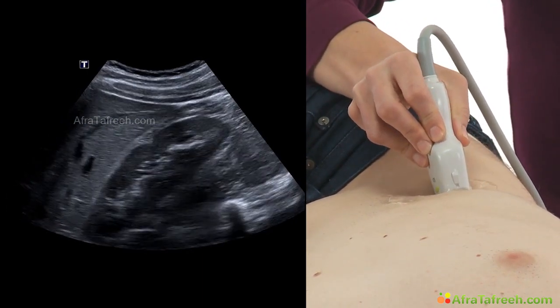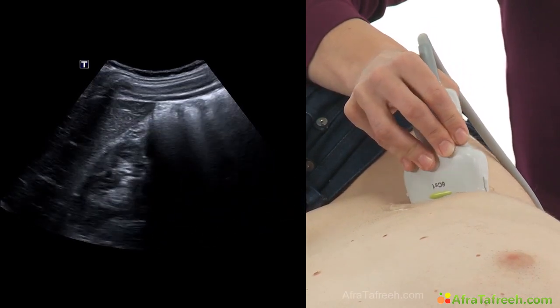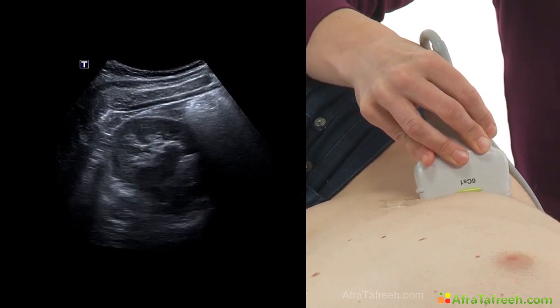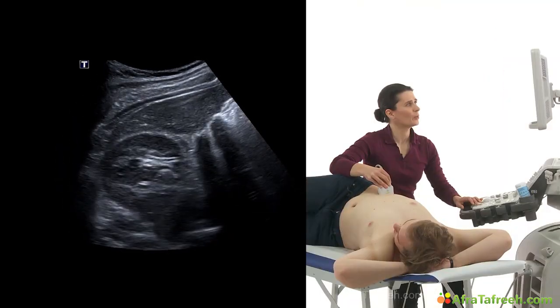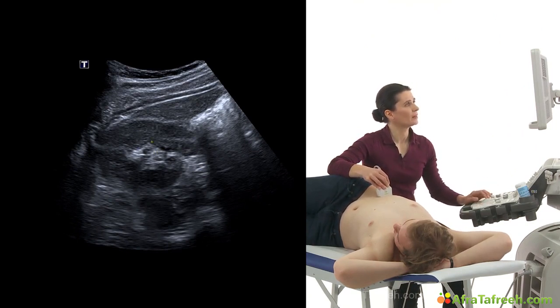Note that I perform this movement quite slowly. It's anti-clockwise. Nose is pointing to my side. And I keep the kidney in the center of the picture. Exhale, please. And inhale. And now we got a beautiful view of the right kidney in a transverse plane. Exhale, please. Here in the center, again, the renal pelvis. And around it, the renal parenchyma. Capsule of the kidney over here.